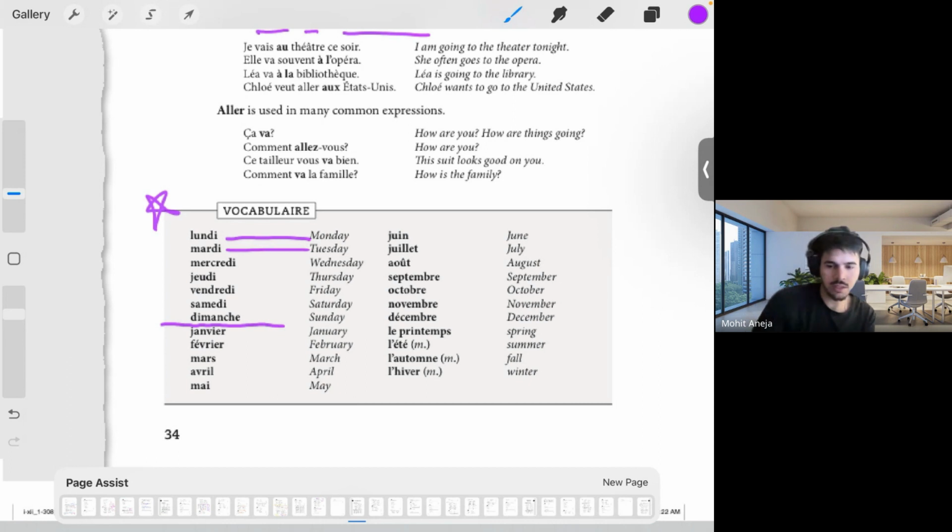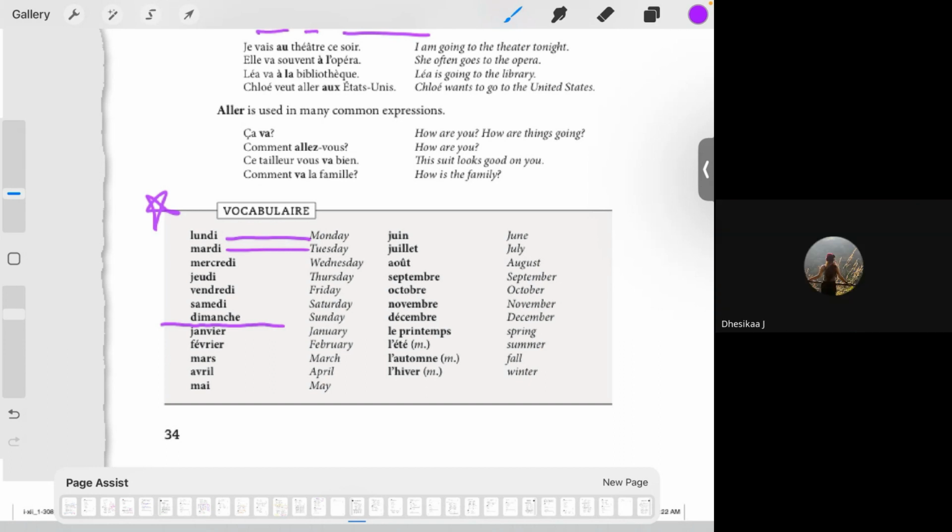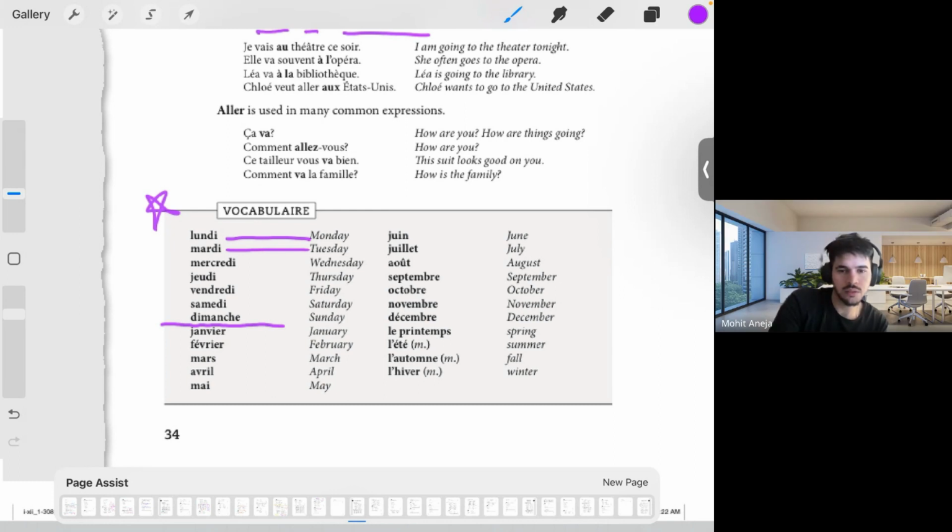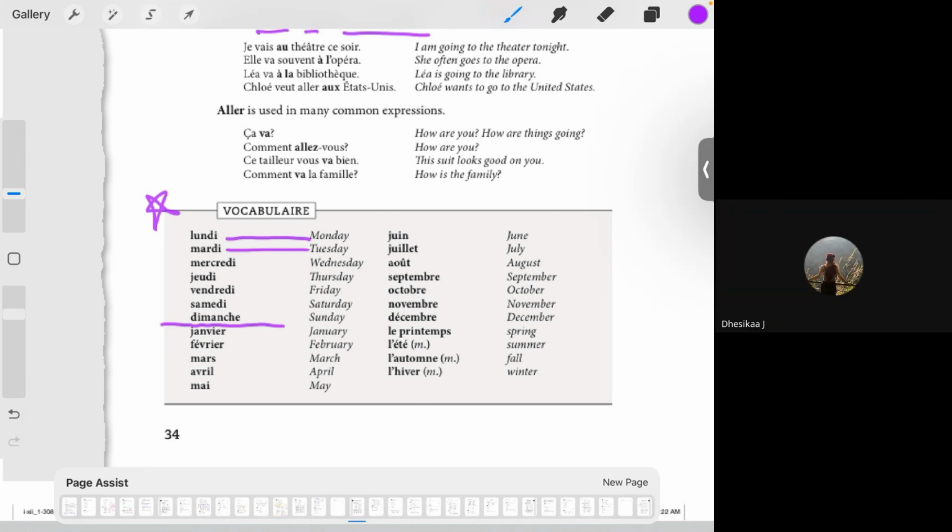Spring means the time when flowers start to bloom. Le printemps. It's not printemps, it's printemps. So the IN sound in French, when followed by a consonant, as I told you, is the un sound. Printemps. Very nice. L'été, l'automne, l'hiver. Okay.